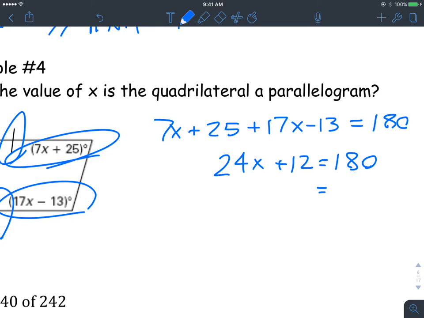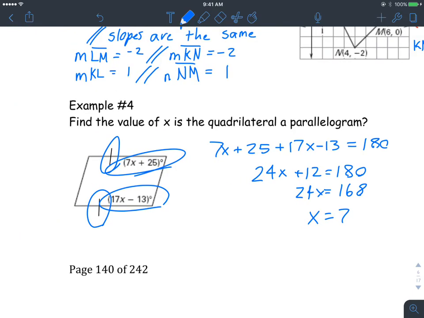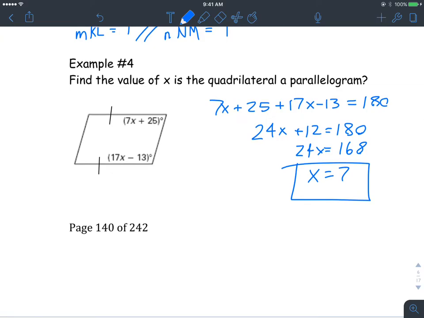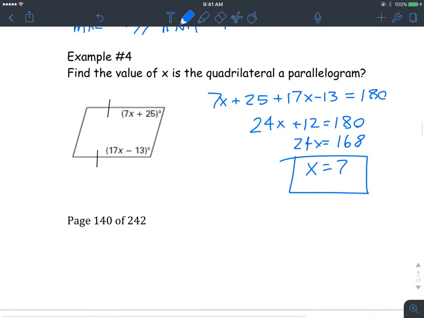So I'll use my calculator for that. 168 is 24x, but then when you divide, x equals 7. So that would be the value of x that would make those two angles supplementary. If those two angles are supplementary, then those are parallel lines. Therefore, those sides are parallel and congruent.